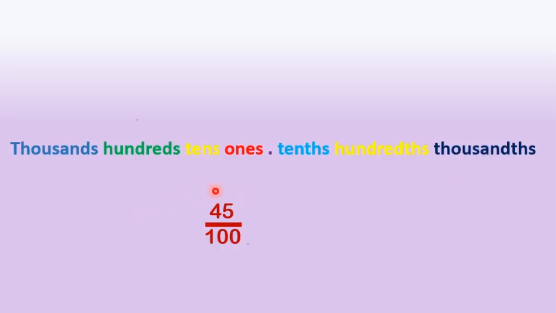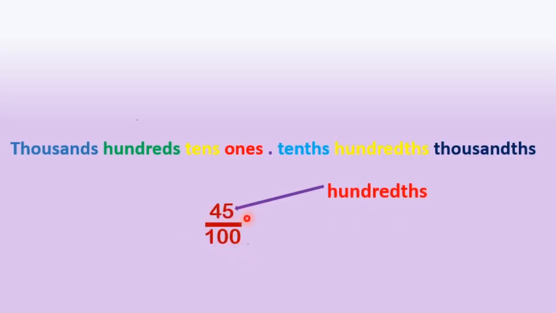Alright, so the simple strategy we are going to employ to change this into a decimal is to place the numerators. The denominator is going to tell us where to start placing. The denominator here is 100, so it means that we are going to start from the hundredths place. So this 5 is going to be in the hundredths column.